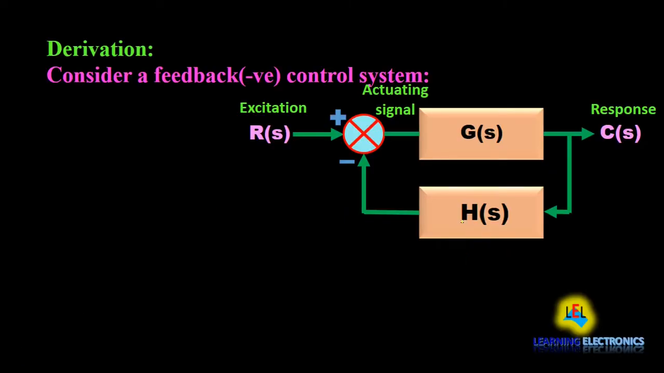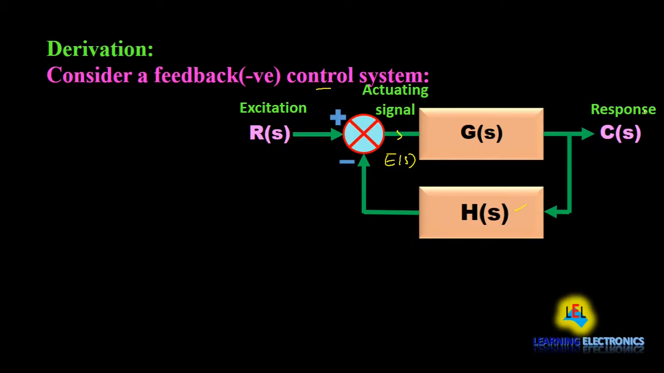Now we are going to derive the equation for the steady state error. For this we consider a negative feedback control system where G(s) is the forward path transfer function, H(s) is the feedback path transfer function, R(s) is the input excitation, E(s) is the actuating signal, and C(s) is the output response.